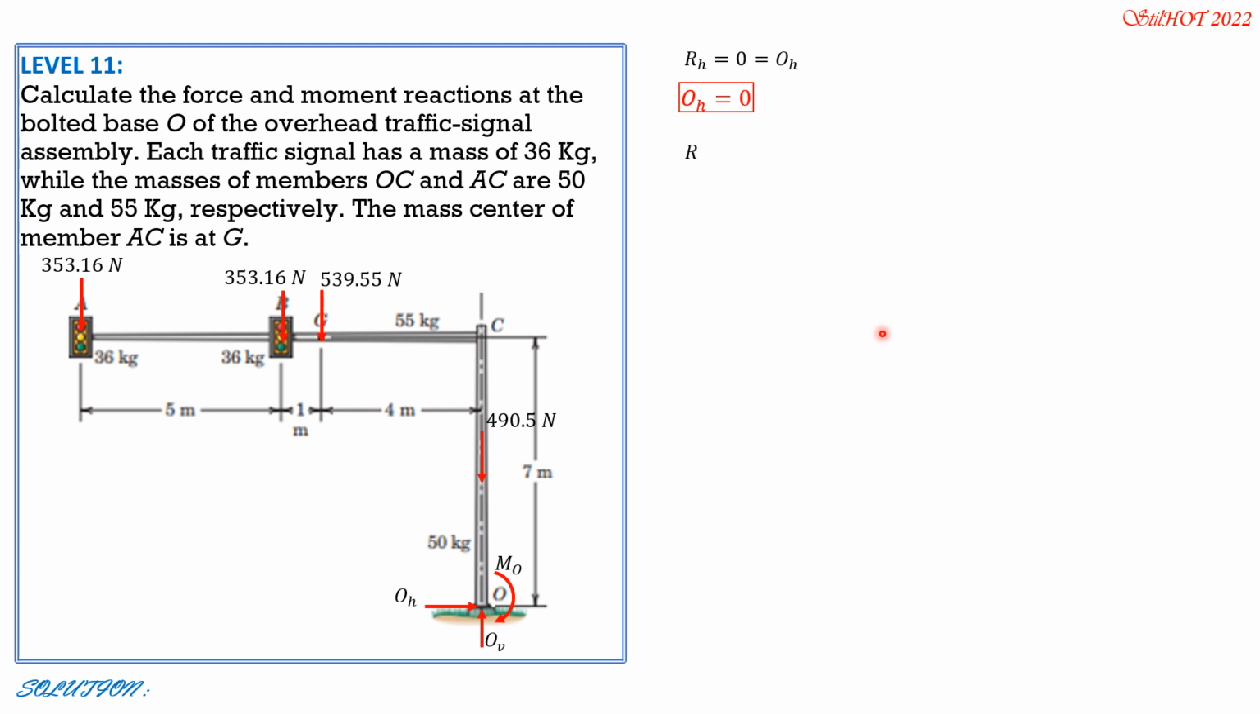Then R vertical equals 0. So you have O sub V upward, then minus 353.16 minus 353.16 minus 539.55 minus 490.5. So the vertical component of reaction at O is 1736 newtons upward.